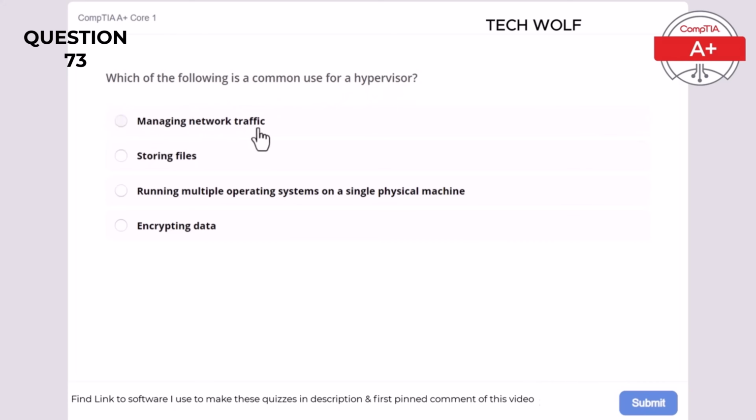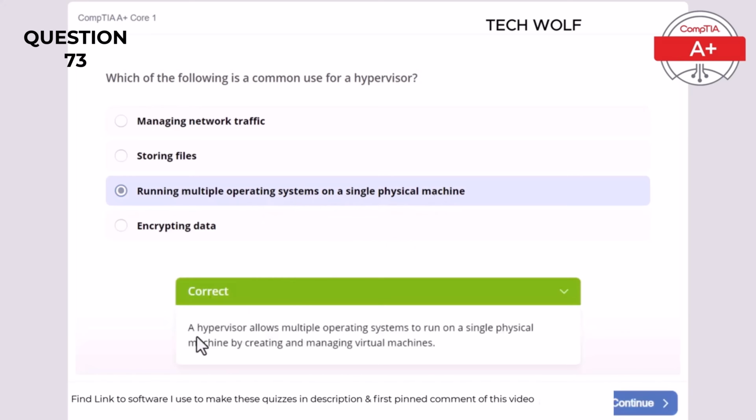Which of the following is a common use for a hypervisor? Managing network traffic, storing files, running multiple operating systems on a single physical machine, or encrypting data. And here, a hypervisor is responsible for running multiple operating systems on a single physical machine. A hypervisor allows multiple operating systems to run on a single physical machine by creating and managing virtual machines.